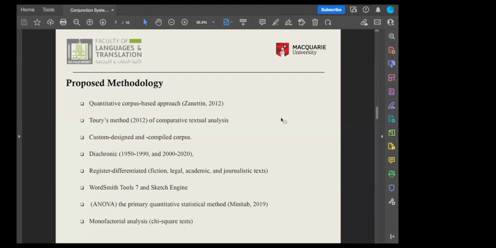For the parallel analysis, a monofactorial analysis using chi-square tests is conducted to investigate the relationship between register, time span, and individual markers on one hand, and the choice of translation strategies adopted in translating some types of connectives, which are addition connectives, on the other hand. This multifactorial analysis aims to reveal whether some strategies demonstrate distinctive patterns by register, individual connectives, and/or over time.